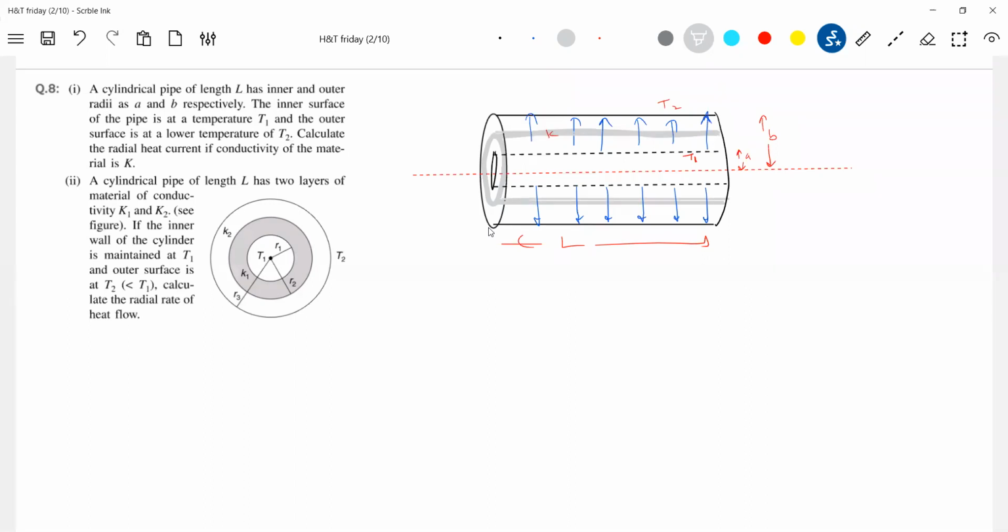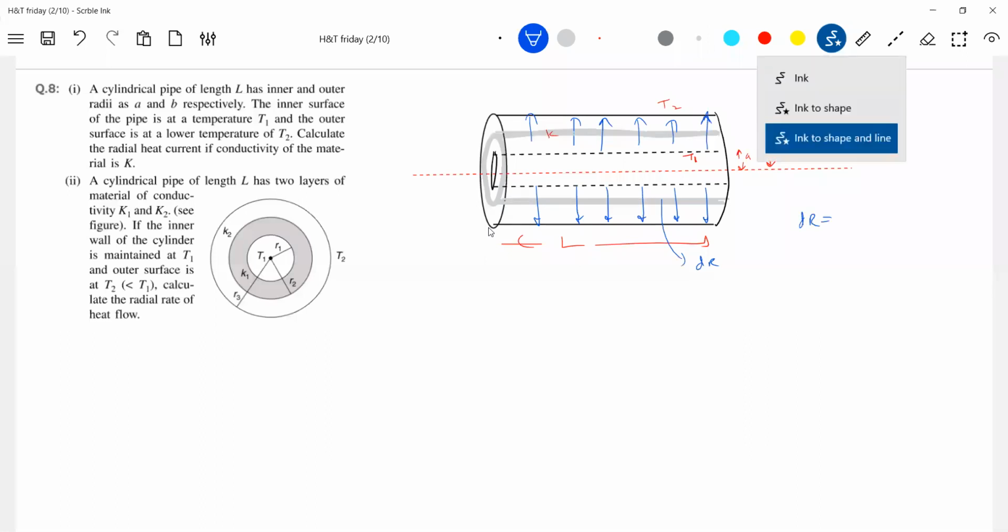Now, first, what is the resistance of that? First we'll go for dR equal to dr by KA, so L by K. What is the thickness of this? Let it be small dr.